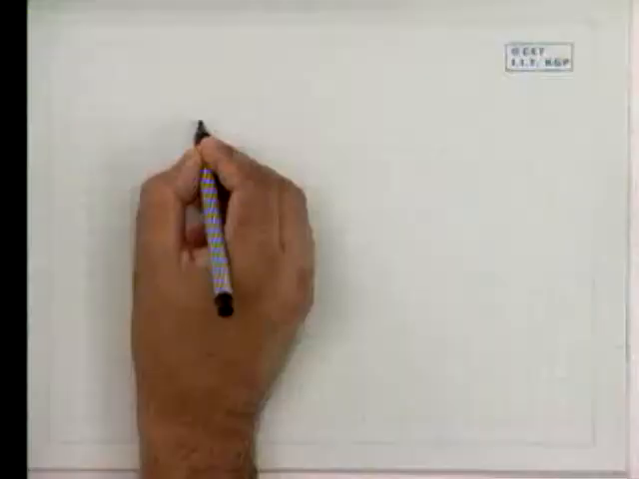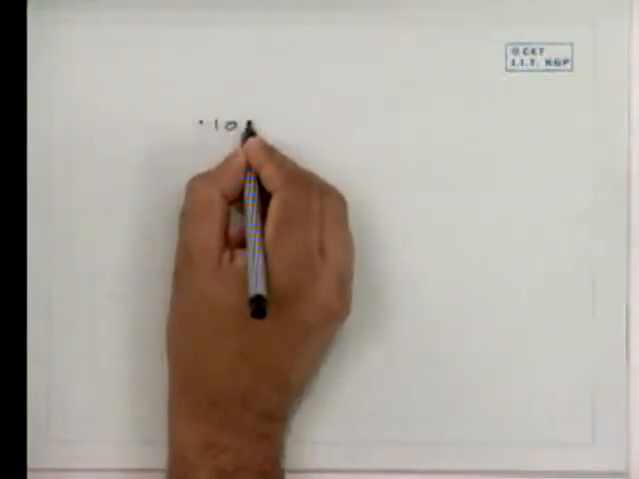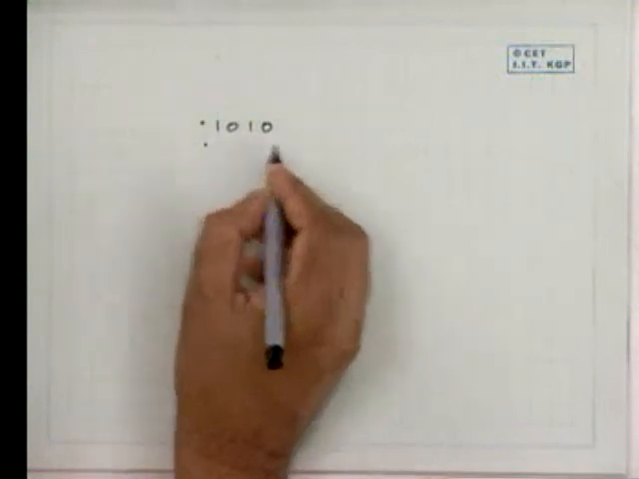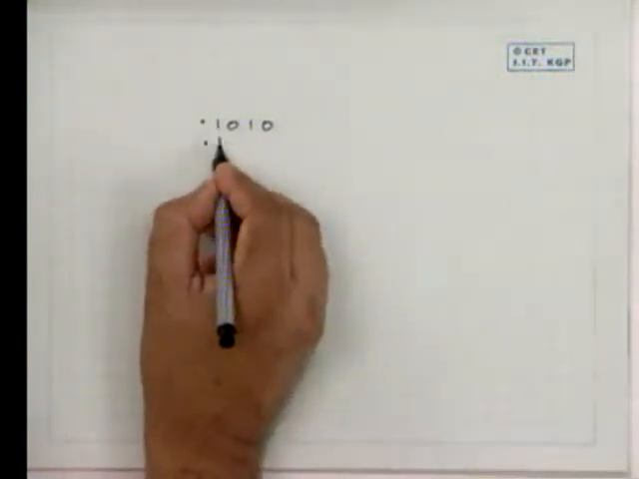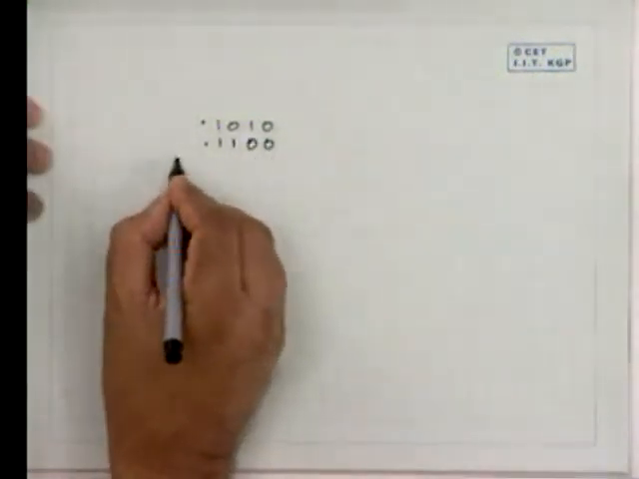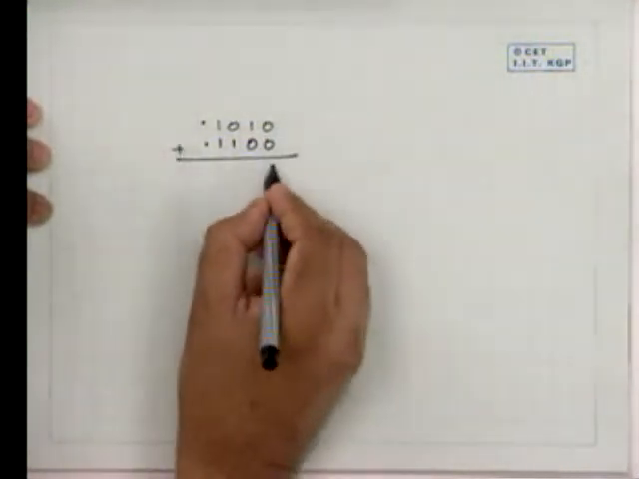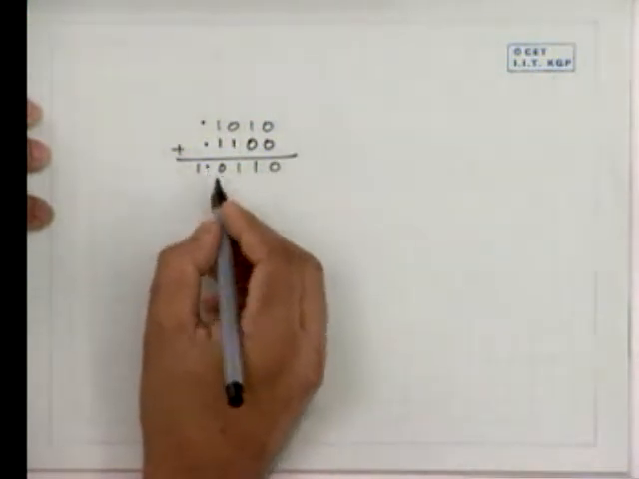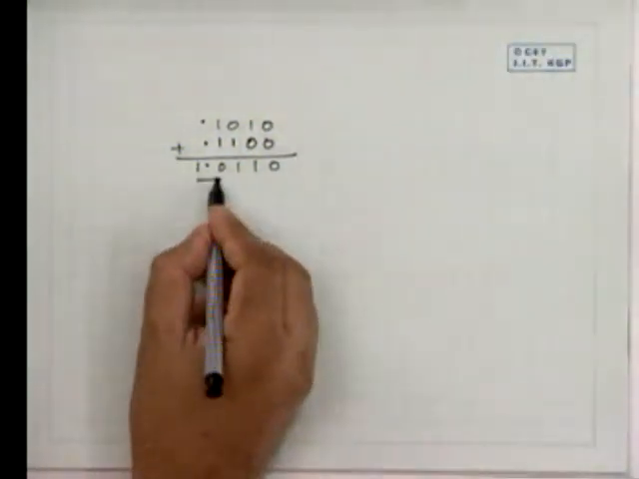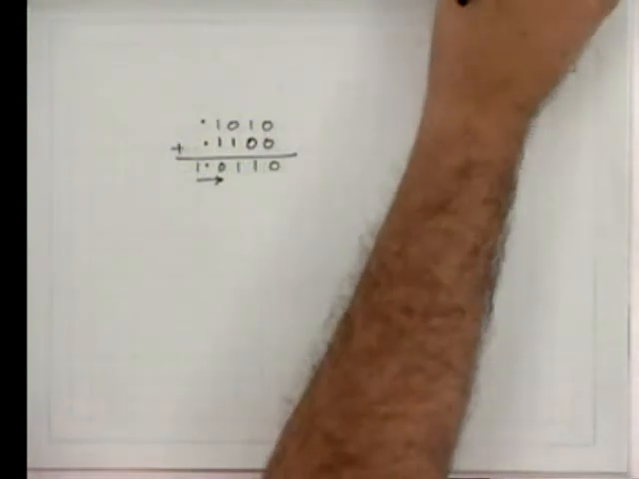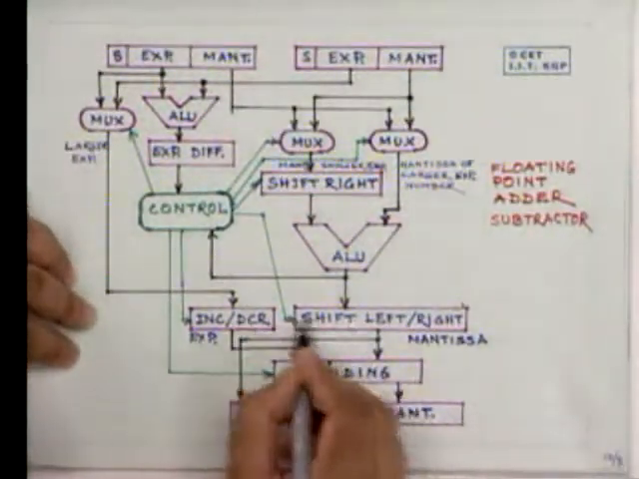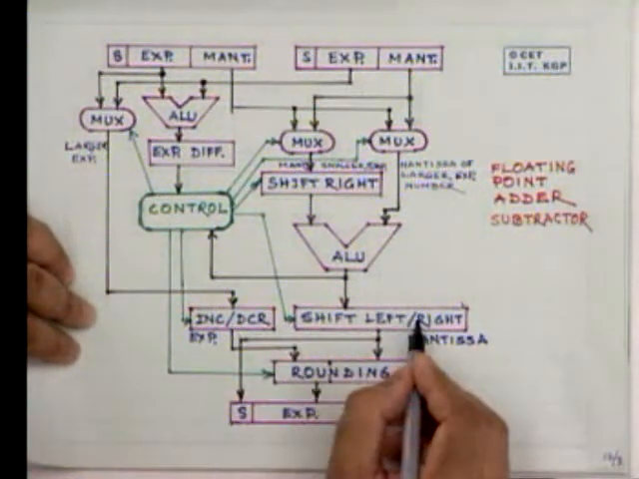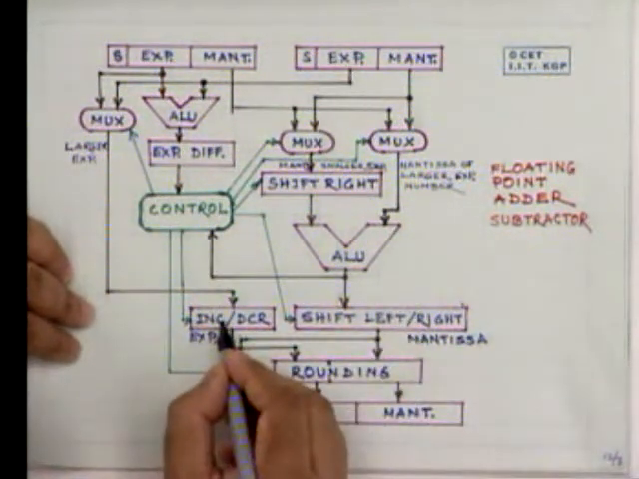Say we have a number 0.1010 and another number 0.1100. In that case, if we add, then you have 0, 1, 1, 0, and a 1 comes here, and we'll have to shift right to get this number in the normalized form, and that is what this circuit does. That means it shifts to the right and increments the exponent.